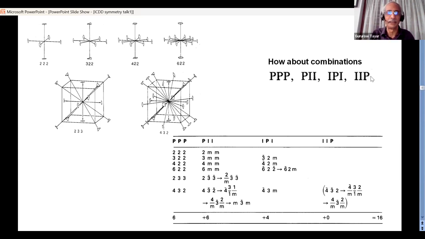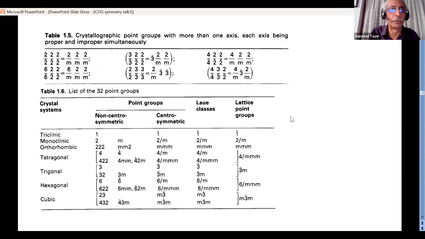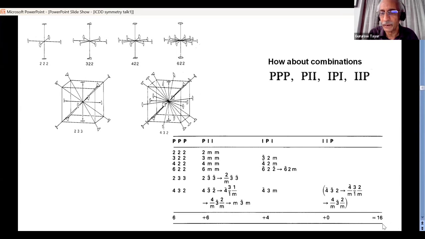proper, improper. These are along the three directions, which are shown here. This is, let us say, along the x-axis, this is along the y-axis, and this is along the z-axis, 2, 2, 2. And as a consequence, we can generate all the other possible rotation axes. And from that, we can now combine these. And when we do this operation, we end up with something like 16 plus.